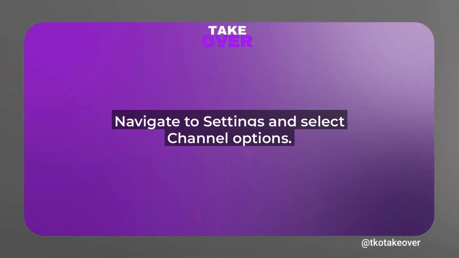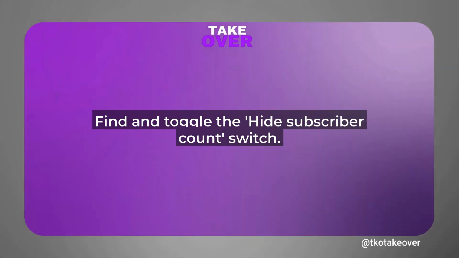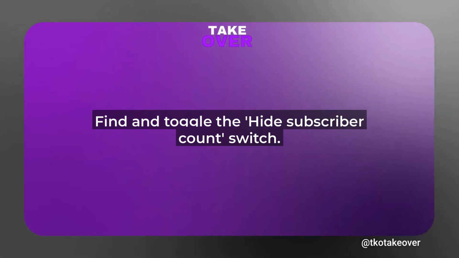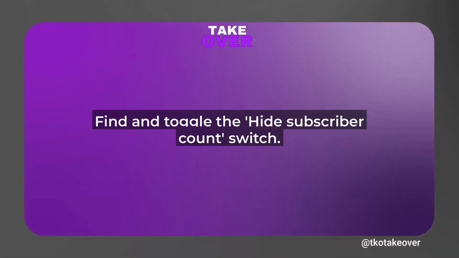In this section, scroll down until you find the option labeled Hide Subscriber Count. It's a simple toggle switch, just turn it on to enable the feature. You may need to hit Save or Confirm to apply the changes. That's it for the main steps.